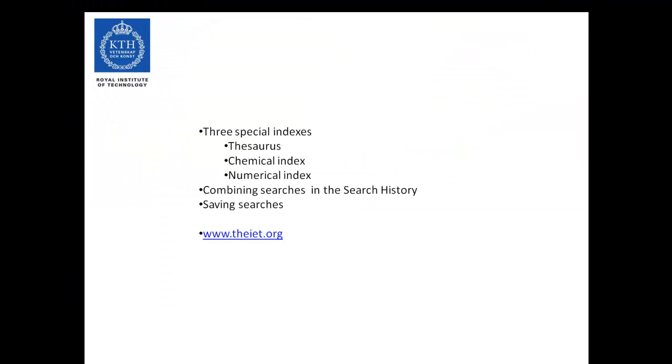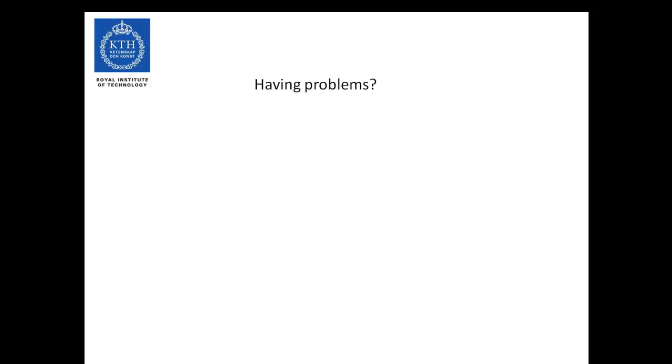So, what did we learn today? We used 3 special indexes, the thesaurus, chemical index and numerical index, to do different searches, and we combined these in the search history. We also learned how to save searches. If you go to IET's webpage, you can find information about the different types of indexing. If you're having problems, please ask at the KTH library or take an information searching course.